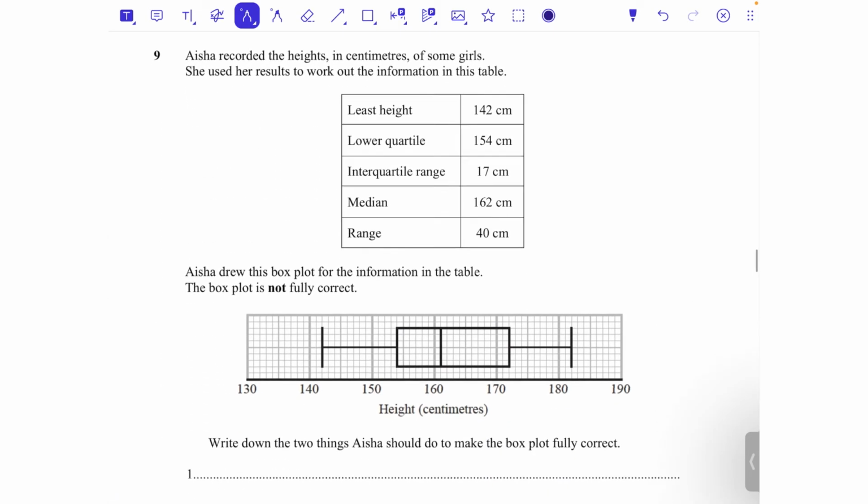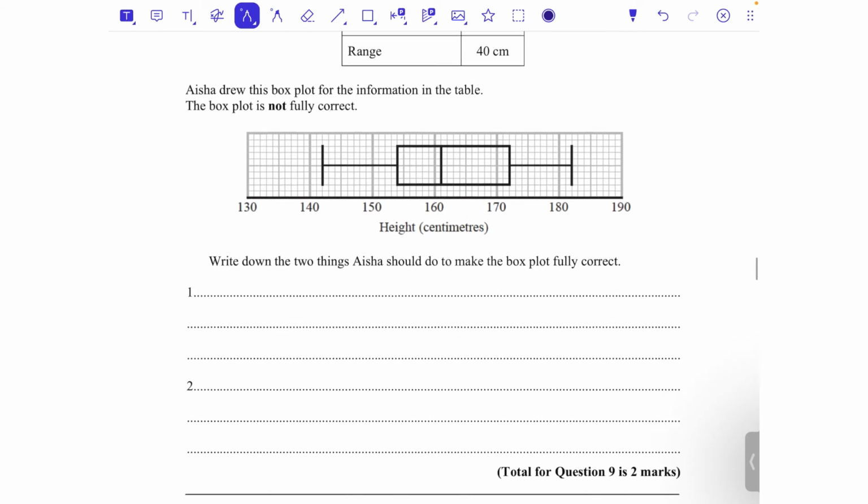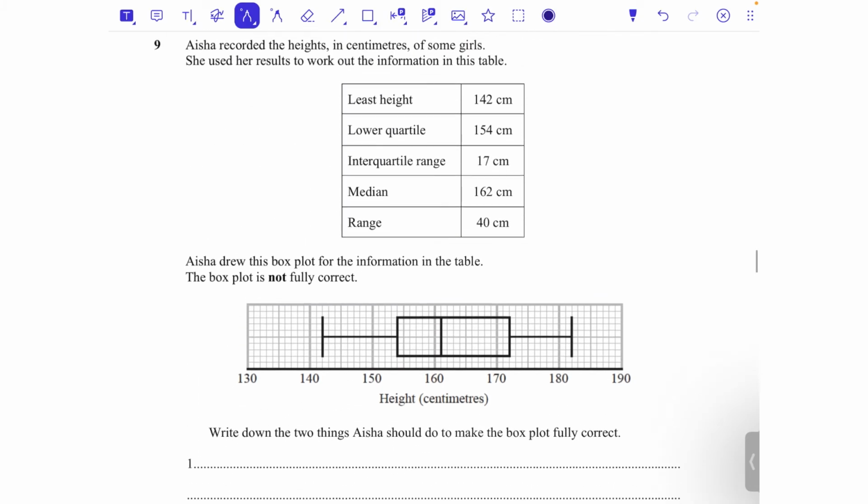Question number 9. Aisha recorded the heights in centimetres of some girls. She used her results to work out the information in this table. Aisha drew this box plot for the information in the table, and the box plot is not fully correct. Write down the 2 things Aisha should do to make the box plot fully correct. So the least height is 142.